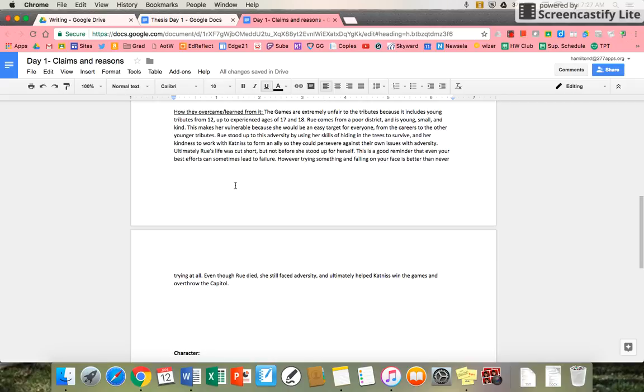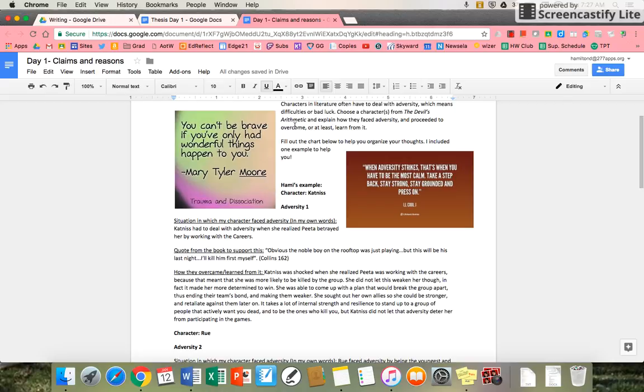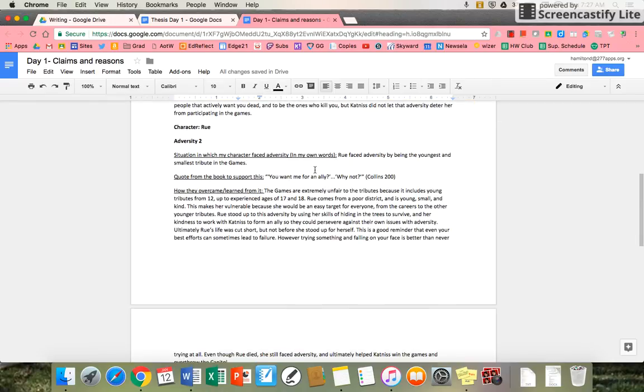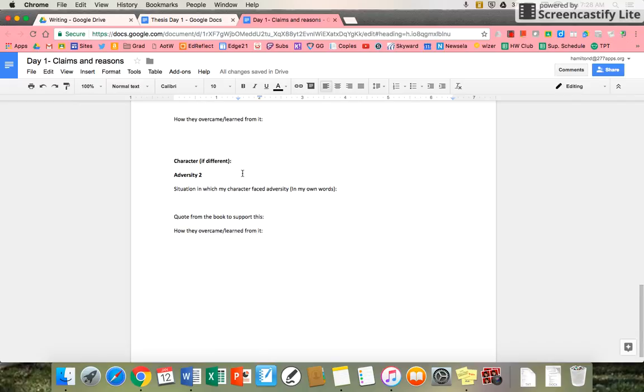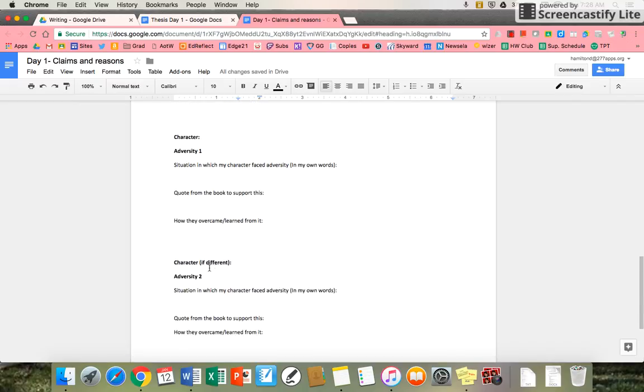So this paragraph ties back to my second part of how she learned from it, because Rue died. Spoiler alert, sorry. Rue dies, and so you could argue that she didn't overcome adversity, but she helped Katniss. She made it farther than everyone thought she would. And because of Rue, Katniss survived, and we were able to have the entire trilogy. If Rue had not stepped in and taken a chance on helping Katniss, nothing would have happened. You're going to do that down here with your own character or characters.